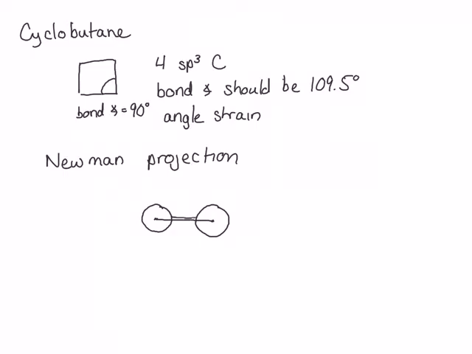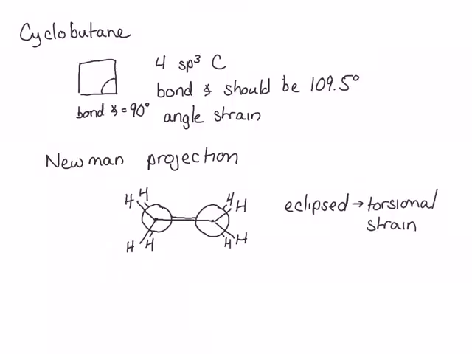And we also see 2 hydrogens on each front carbon and 2 hydrogens on each back carbon. Again, these are mostly eclipsed, although there is a little bit more flexibility in a 4-membered ring than there is in the 3-membered ring. For the most part, we still have all of our bonds almost entirely eclipsed. And remember that eclipsed bonds give us torsional strain. So cyclobutane has angle strain and torsional strain, which means that it has ring strain, although the ring strain isn't quite as bad as it is in the cyclopropane ring.